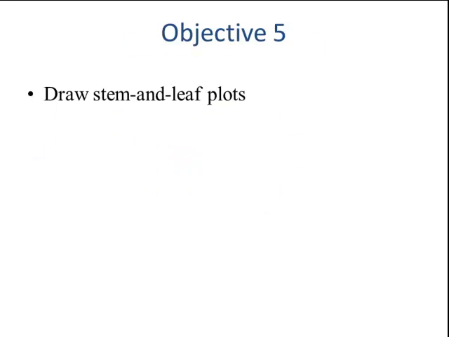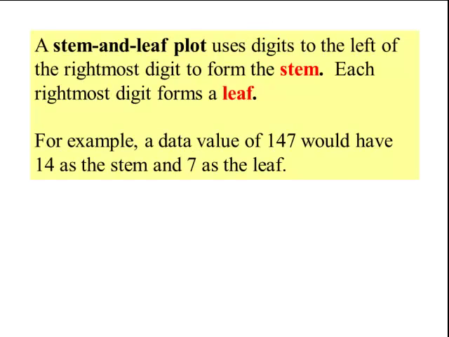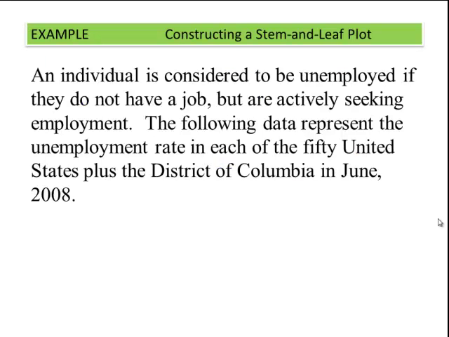Lesson objective number 5, stem and leaf plots. A stem and leaf plot uses digits to the left of the rightmost digit to form what's called the stem. Each rightmost digit forms a leaf. For example, a data value of 147 would have 14 as the stem and 7 as a leaf. Let's look at an example.